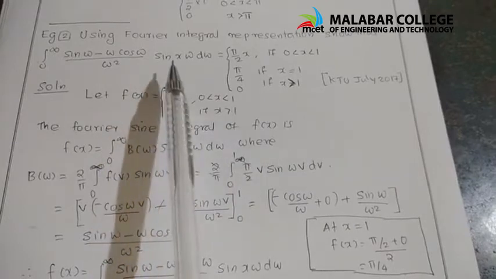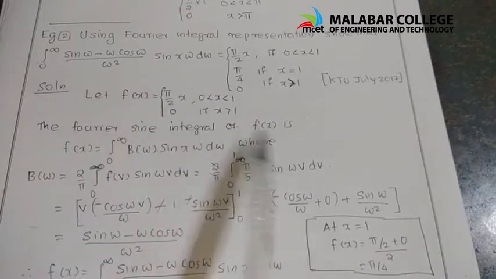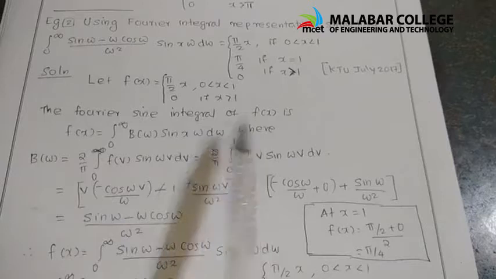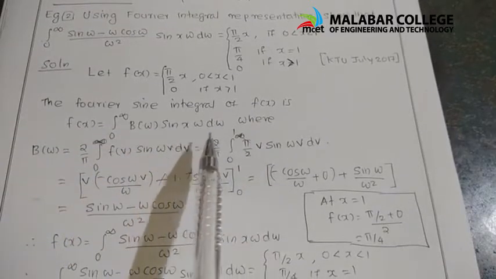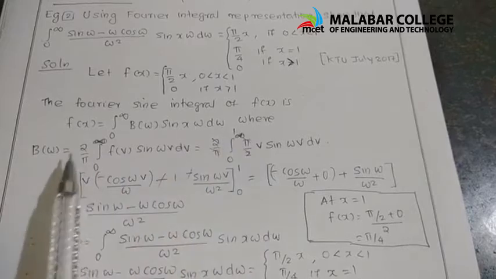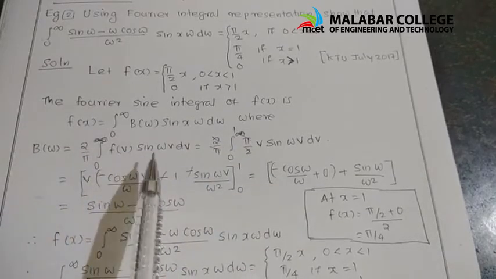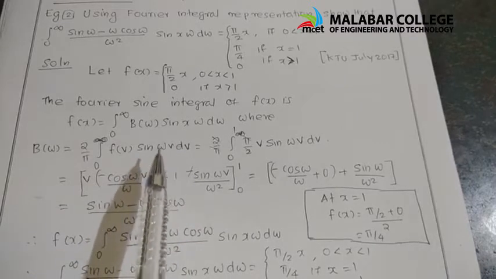And in the question we have sin x omega, so we take the Fourier sine integral of f of x. So we write the formula. The Fourier sine integral of f of x is f of x equal to integral 0 to infinity b omega sin x omega d omega, where b omega equals 2 by pi integral 0 to infinity f of v sin omega v dv. This formula was discussed in the earlier classes.